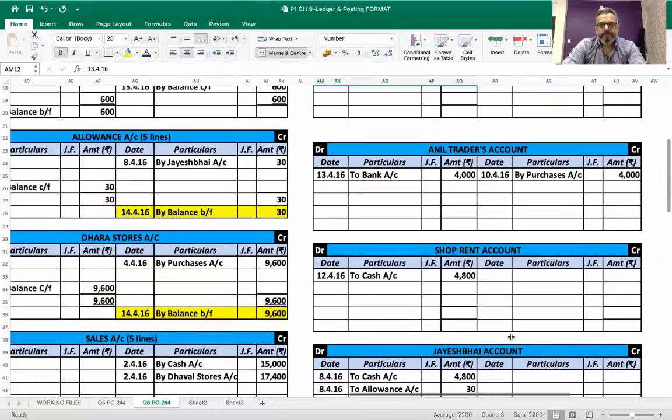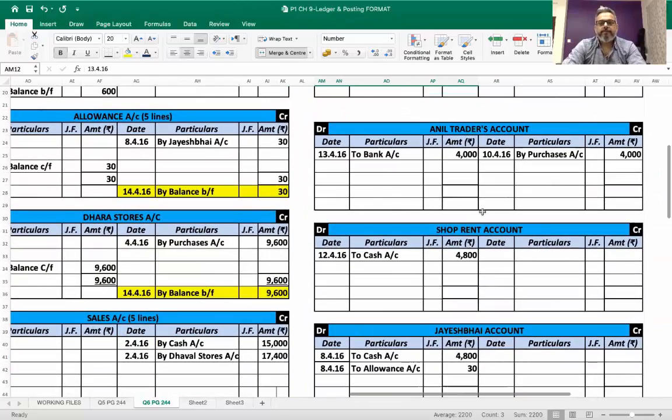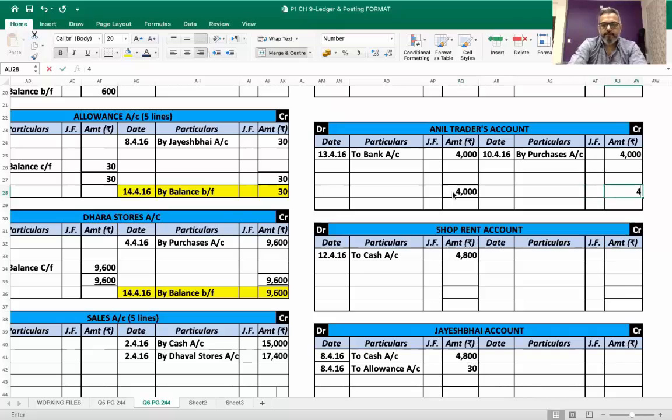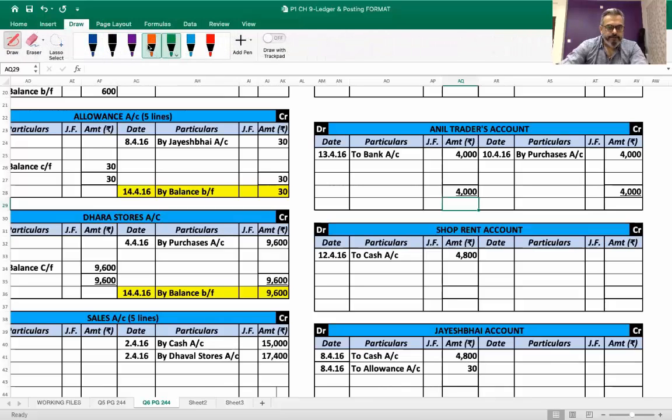Okay. Anil Traders account 4,000. So over here there is no balance because debit is equal to credit. So here the account is squared up. So I'll just draw 2 lines below it. Shows account is squared up.